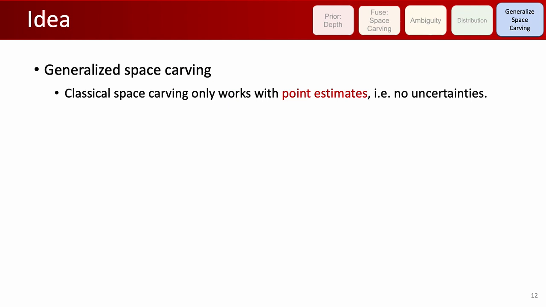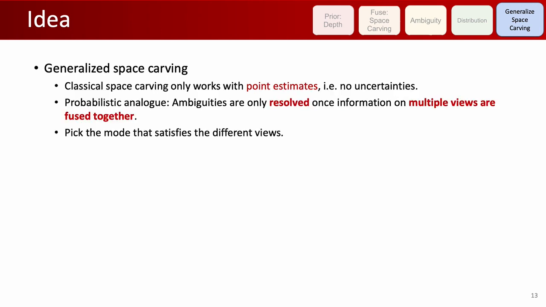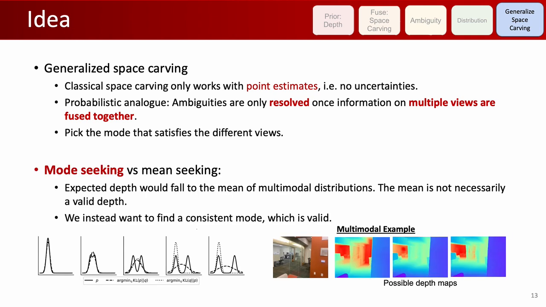Thus, in contrast to classical space carving that uses point estimates without modeling uncertainties, we propose a loss function that is a probabilistic analog of the classical space carving, where uncertainties are modeled and ambiguities are only resolved once information is fused together from multiple views. Our approach is mode-seeking and finds the consistent valid mode across multiple views, thus preventing the output from falling into an invalid mean.